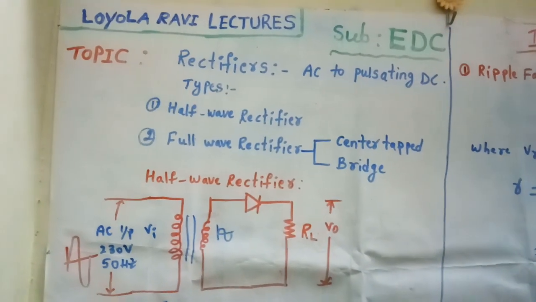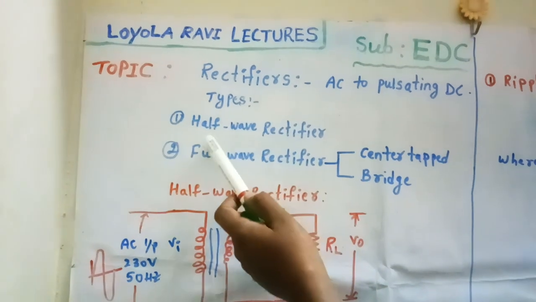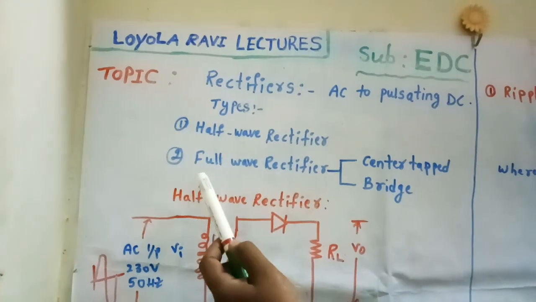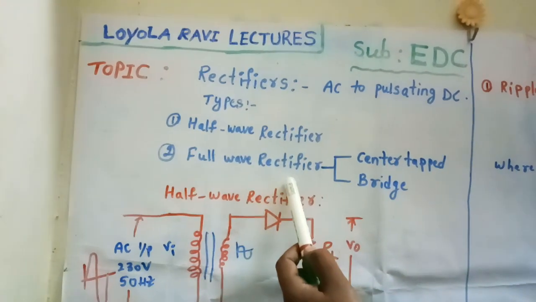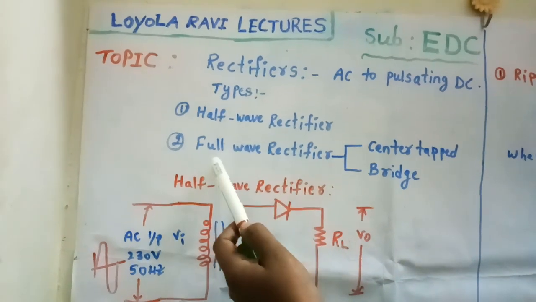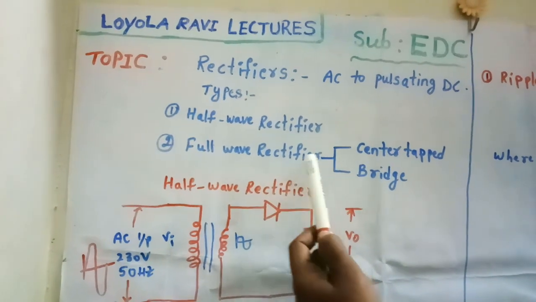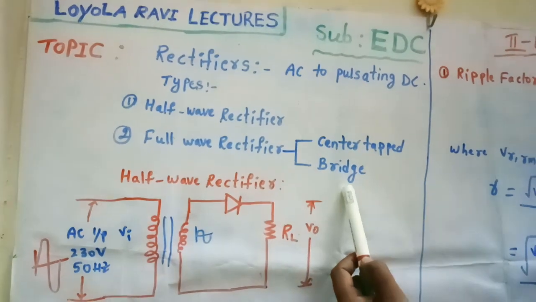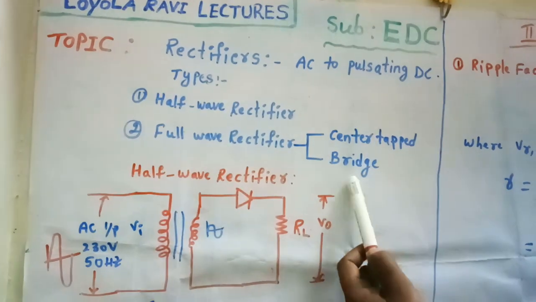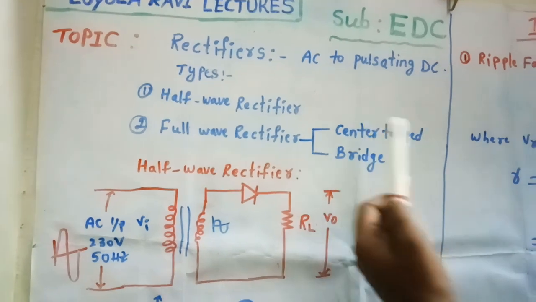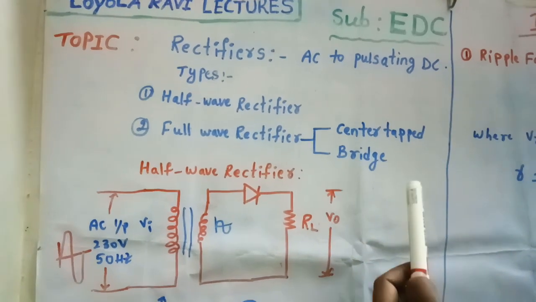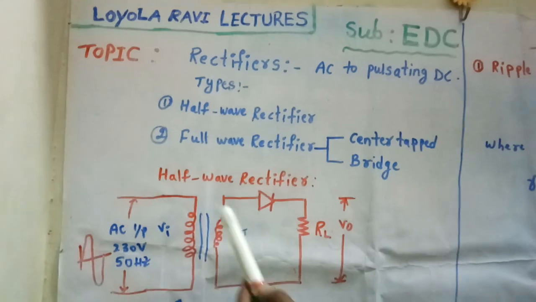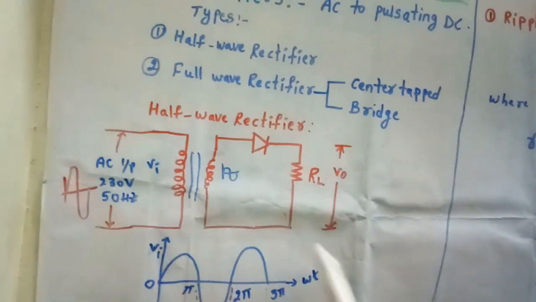Then the types of rectifiers: one is the half wave rectifier, and the second is the full wave rectifier. And again, the full wave rectifier is classified into two types: the center tapped full wave rectifier and the bridge rectifier. So these are the overall classifications of rectifiers. Then go for the first one, the half wave rectifier.